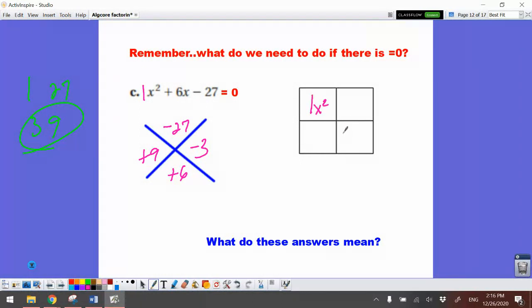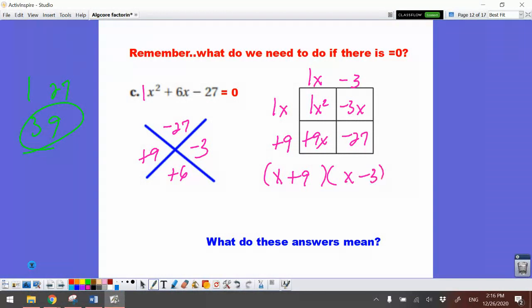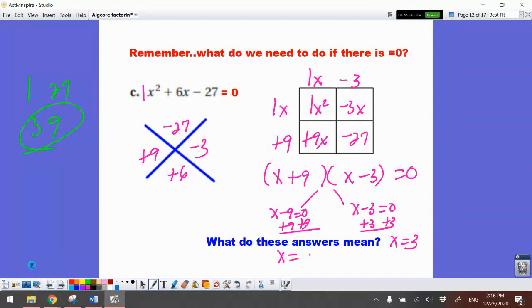So 1x squared, -27, +9x, -3x, and here I'm going to take out a +9. Here I take out my x, and here I take out my x, and a -3. So I have my factors of x plus 9 and x minus 3, and those are equal to 0. So remember how we had to have two of those. X minus 3 equals 0, so add my 3, x is equal to 3. X minus 9 equals 0, add my 9, I get x equals 9.